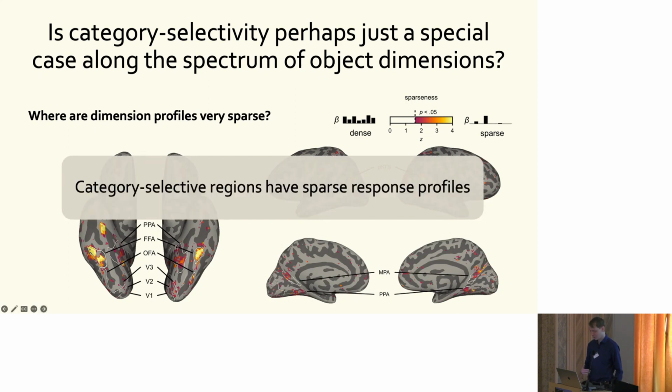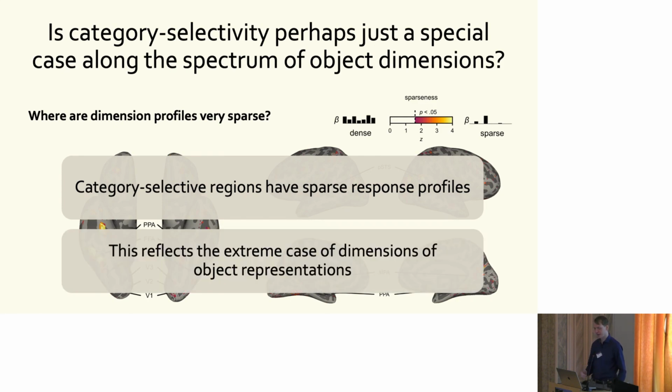So category selective regions do have a sparse response profile here, indeed as predicted, and this really is reflecting the extreme case of the dimensions. So in other words, maybe one of the reasons why we have identified these category selective responses is that it's actually been quite easy to find them, because we just have to show specific types of stimuli, and then these regions are the ones that respond. But once you go to mixed selectivities, it just becomes much more difficult.